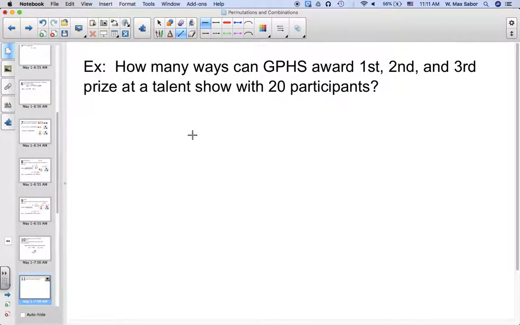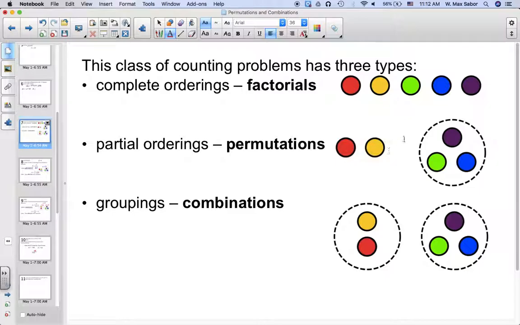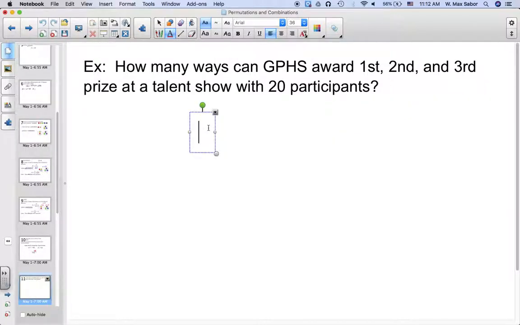How many ways can a school award first, second, and third prize at a talent show with 20 participants? So first, second, and third, we are now partially ordering them because we care about first, second, and third. This is a permutation. So we're choosing 3 out of 20. For the permutations, choosing 3 of those 20 and ordering them, there are 6,840.